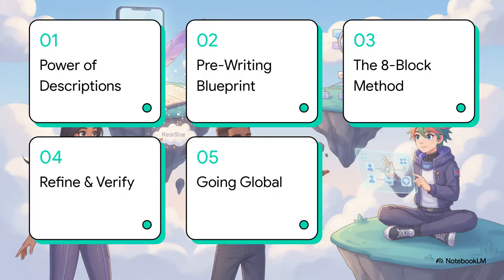Here's our game plan for today. First, we'll quickly touch on why these descriptions are so important. Then we'll lay down the foundation with a pre-writing blueprint. The main event, of course, is the 8-block writing method. This is the secret sauce. And finally, we'll cover how to polish your work and even get it ready to go global.